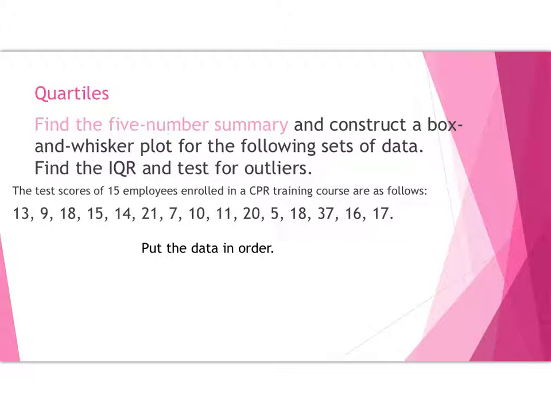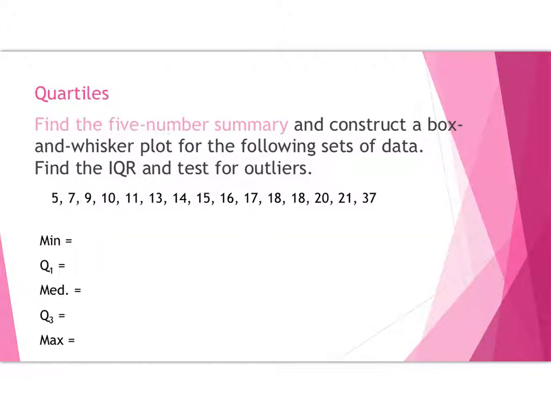The first thing it says we need to do is put the data in order, because if we're going to find the median by hand and the minimum and maximum, it helps if our data is in order. So here's the same data, only it's in order. Our minimum is 5, our lowest number, and our maximum is 37. Now if we were going to do this by hand, we would find the middle number first. The middle number is this 15. That's our median.